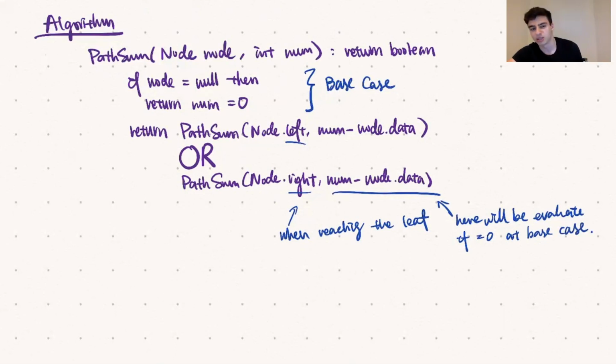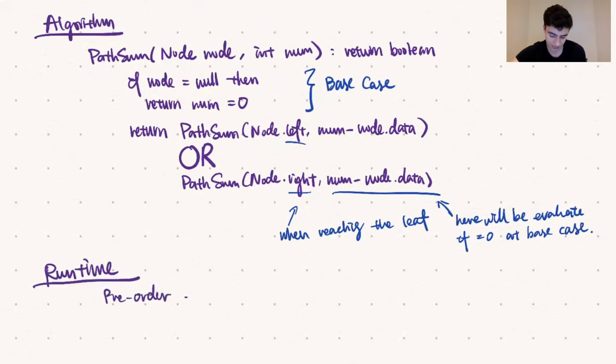Now, the last thing to look at for this algorithm is its runtime. Since we are using a pre-order traversal here, the runtime, just like pre-order traversal, is going to be linear, or O of n.